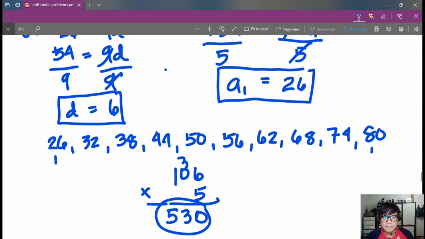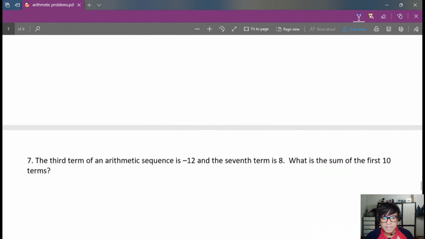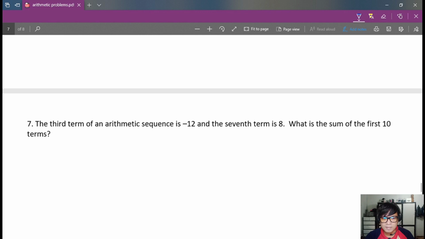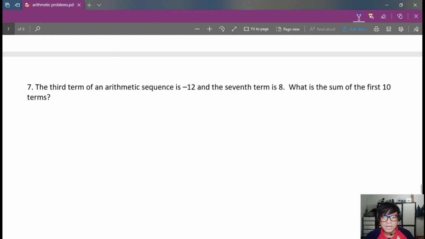So, let's proceed to number 7. Number 7, the third term of an arithmetic sequence is negative 12, and the seventh term is 8. What is the sum of the first 10 terms?